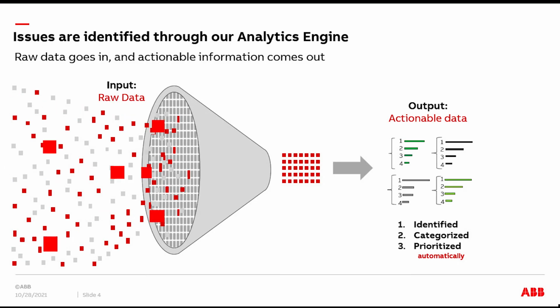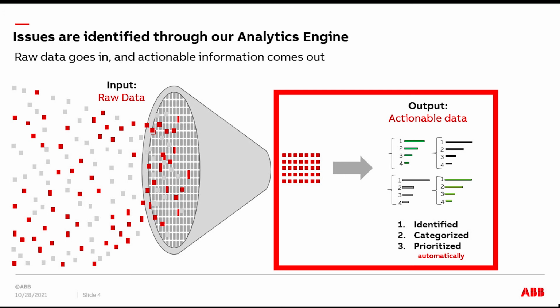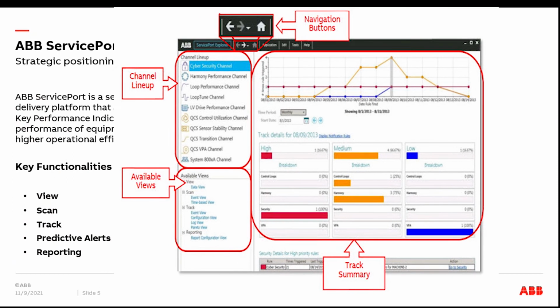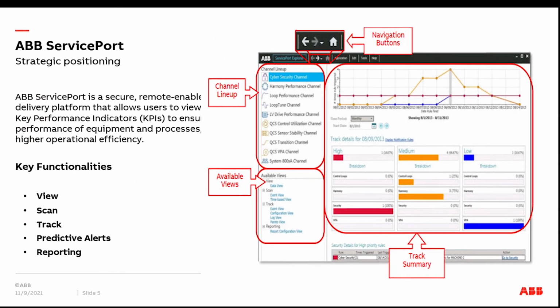You can consider this conical filter as an analytic engine where all the raw data is fed in, and only actionable data, data which is relevant, which needs to be analyzed and prioritized, will come out as the output. So instead of navigating through all types of data, we just need to see what data is relevant and needs to be focused on.